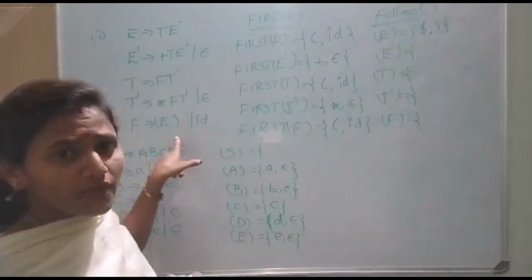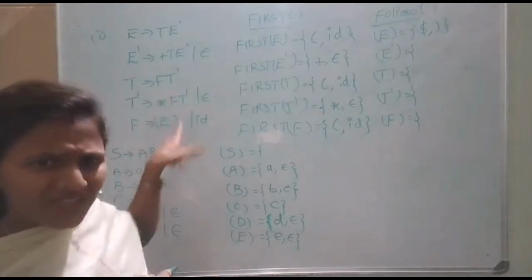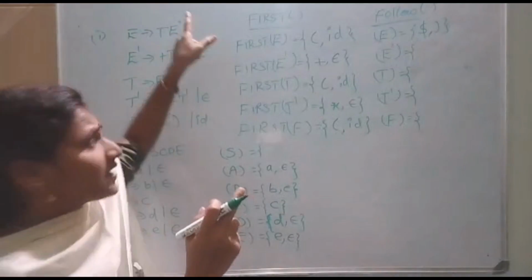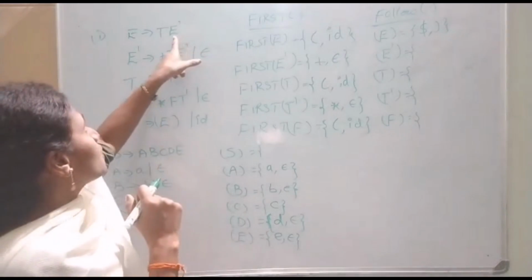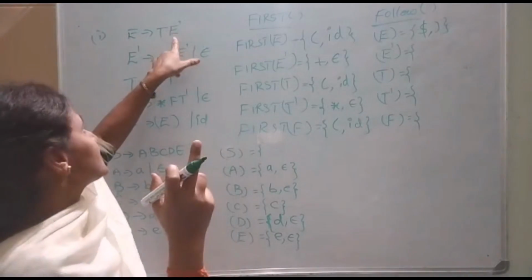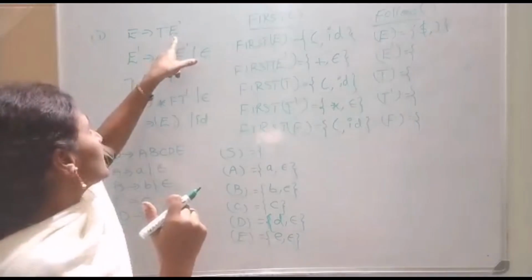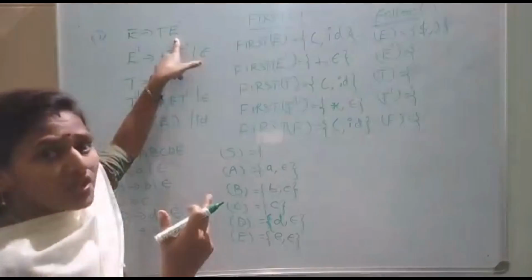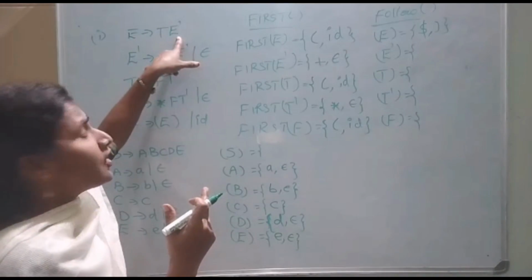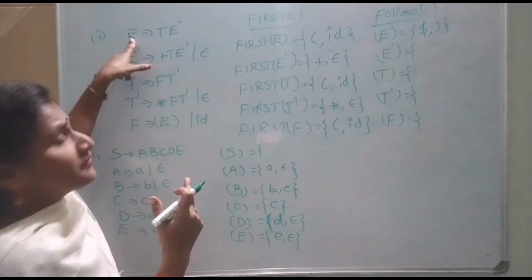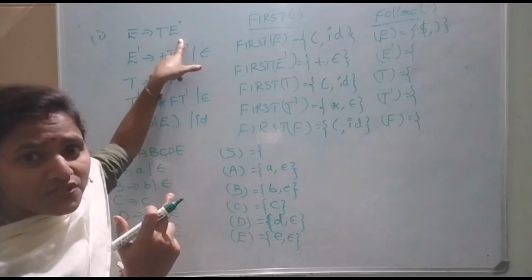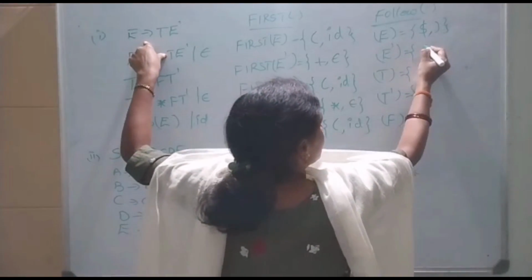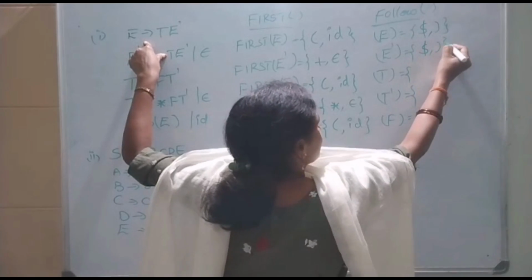Now moving on to follow of E dash. Now you have to check whether E dash is the start symbol of the grammar. No. Now you have to check whether E dash is defined at the RHS of the productions. Yes. So what is the next grammar symbol placed after this? None. So here with respect to the first production, E dash is the last symbol in the production, which means that follow of E dash equals follow of E. Follow of E dash equals follow of E. This is very important. So what is follow of E? We got dollar and right parenthesis.